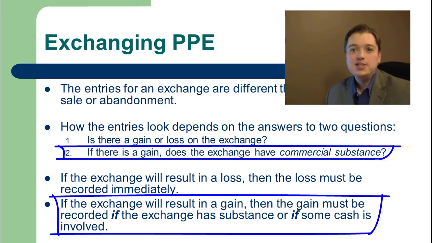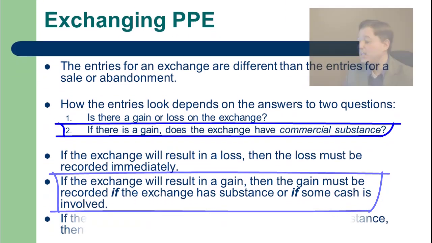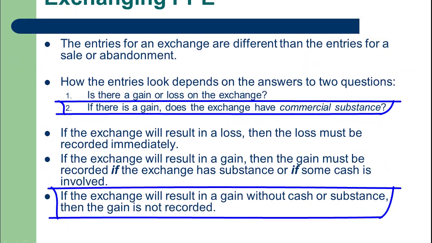So again, if it's a loss, I have to show the loss right now. If it's a gain with substance or with cash involved as part of this exchange, meaning I get cash back, not that I have to give cash, then I show that gain immediately. If on the flip side there's no cash and it doesn't have substance, then I don't get to show a gain at all. It just kind of disappears.